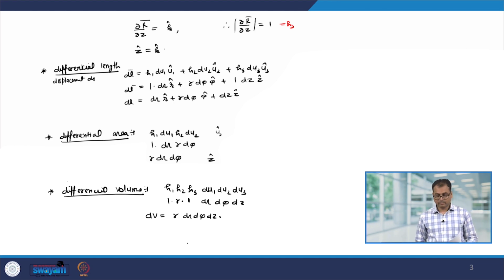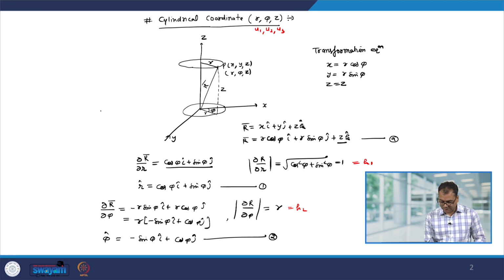Okay. Now let us find out the velocity and acceleration in this coordinate system. So you can see from the figure that vector r can be written as r r cap plus z k cap, because this r will be this r plus that r from the vector. So let us call it equation number, let us say capital A, and we can find out the velocity by differentiating this with respect to t. So let us do that.